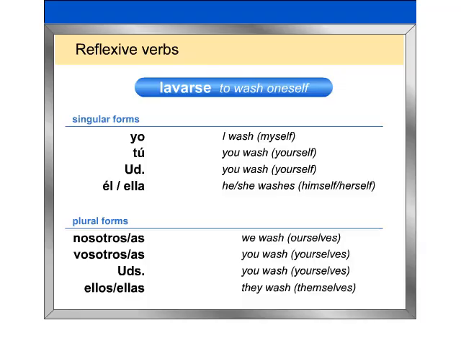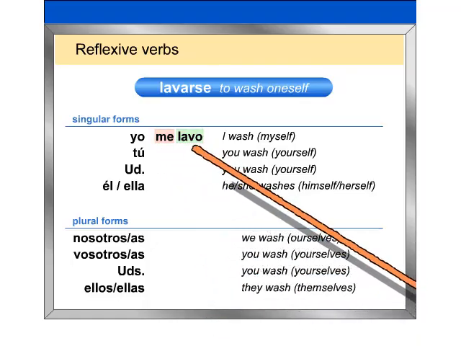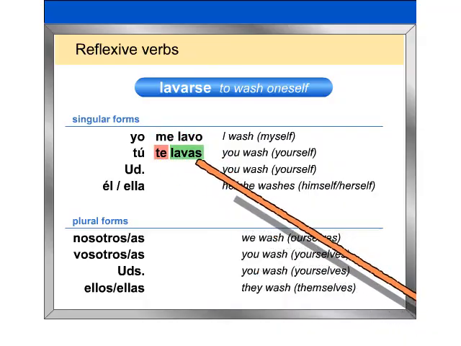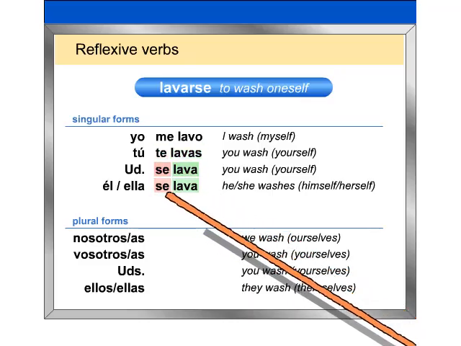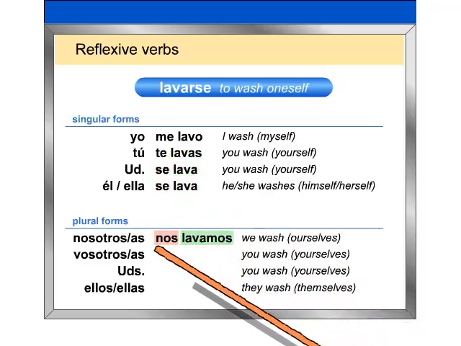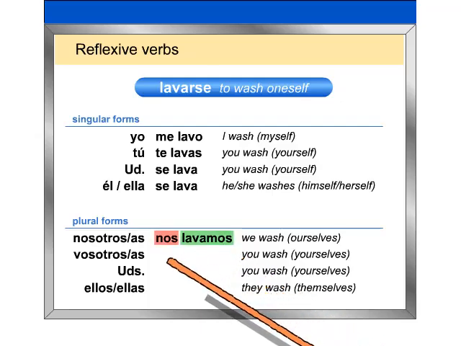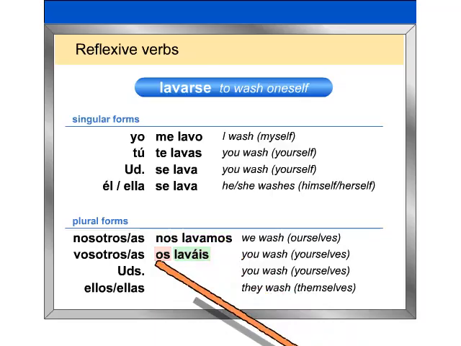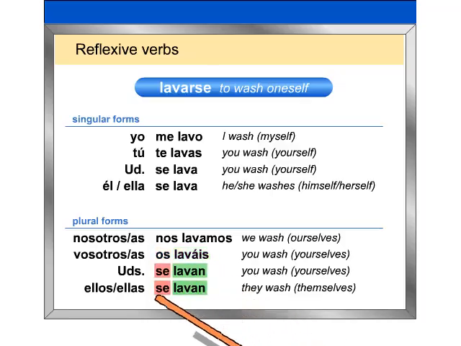Repeat the conjugation of the verb lavarse after me. Yo me lavo. Tú te lavas. Él, ella, usted se lava. Nosotros, nosotras nos lavamos. Vosotros, vosotras os laváis. Ellos, ellas, ustedes se lavan.